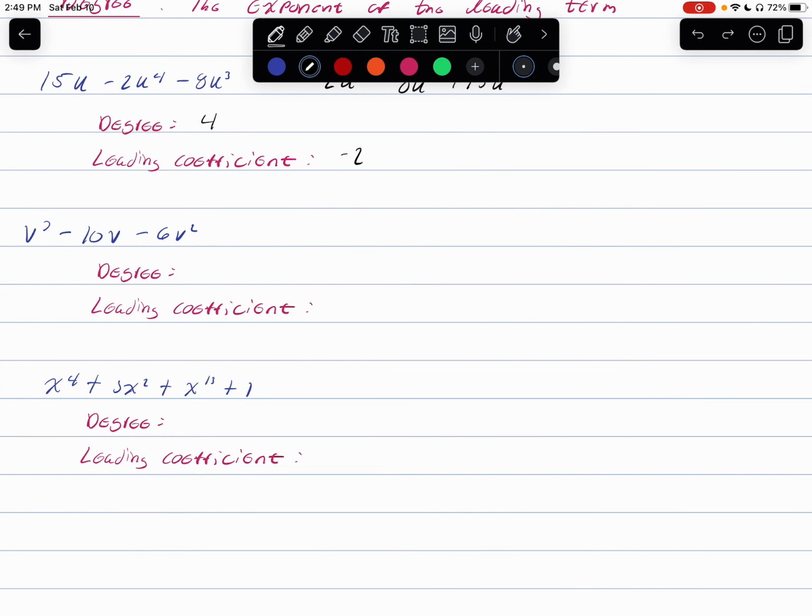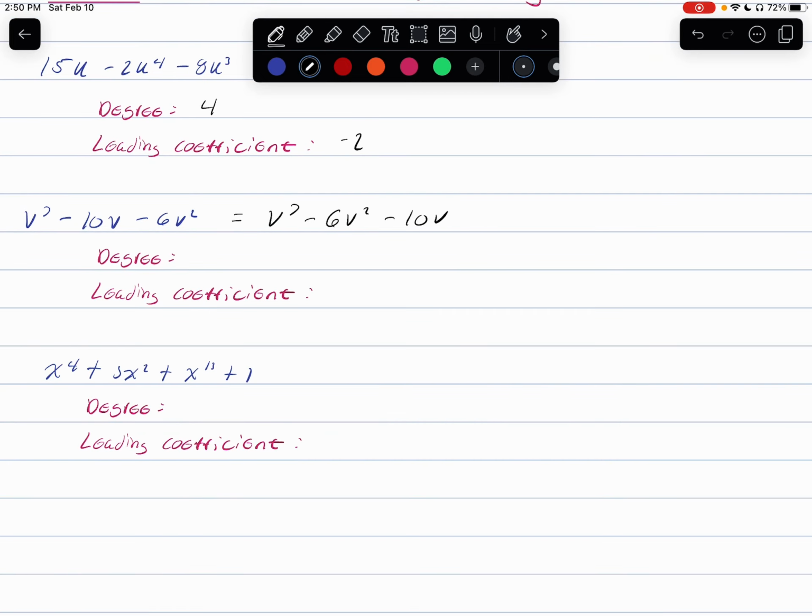Here we have v to the seventh minus 10v minus 6v squared. Okay, well, we need to rewrite this in descending order or in standard form. So we already have the largest exponent term out front, so we're going to leave that where it is. That's v to the seventh. Then we're going to find the next largest exponent term. That's going to be negative 6v squared. Okay, so we're really paying attention to these exponents here. So we'll have minus 6v squared, and then we'll have minus 10v.